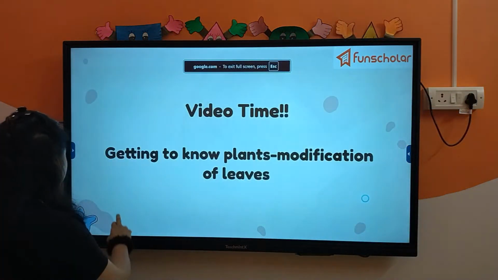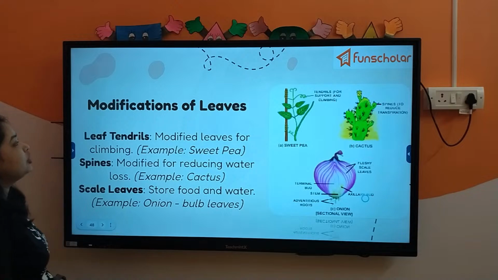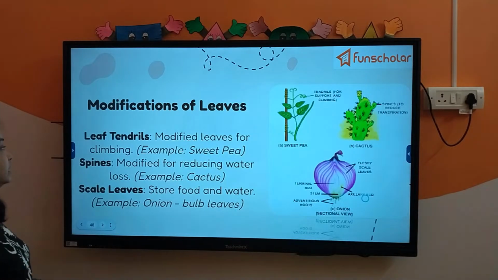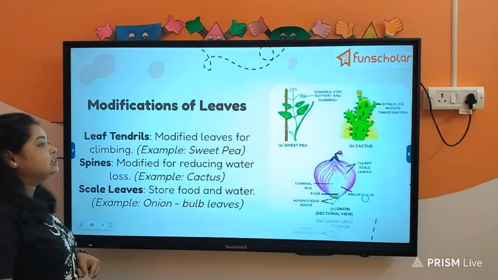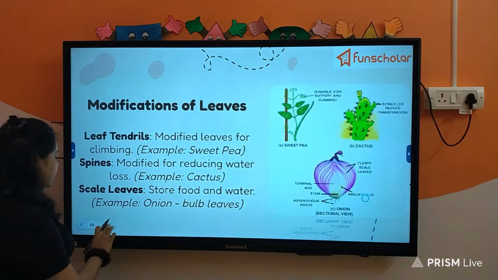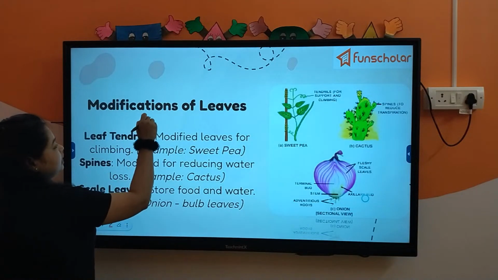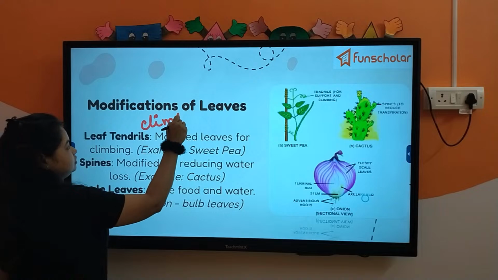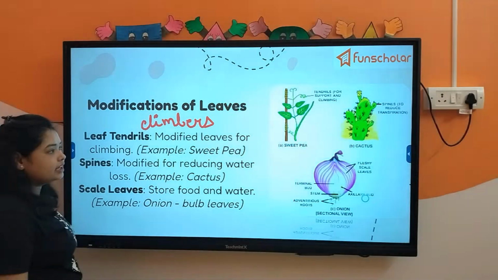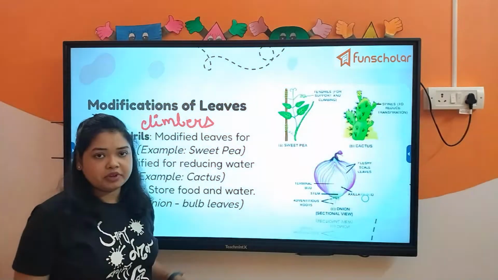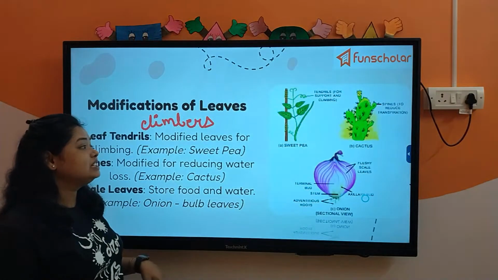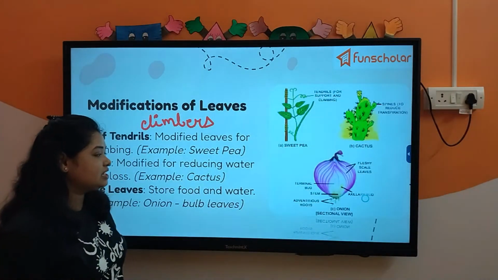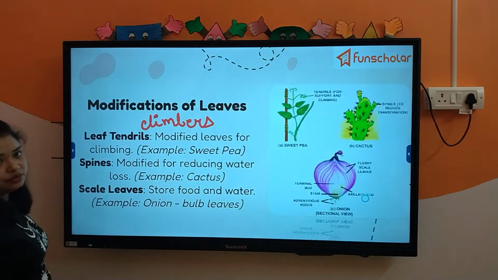We have known now from the video that modifications of leaf structure are basically in order to perform other functions apart from photosynthesis. Firstly, leaf tendrils provide the support for climbing. That is why they are usually found in the climbers, where they take the help of any strong support and try to stand stable, because the stem in such plants, such as sweet pea, is very weak.